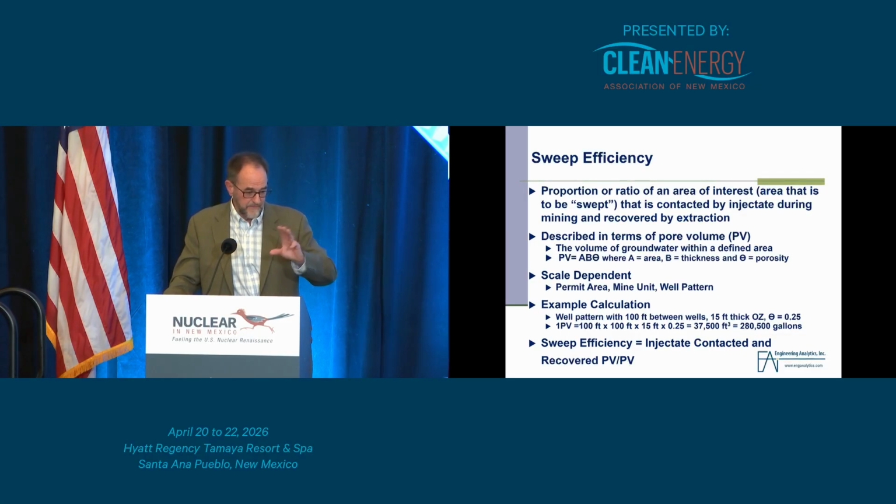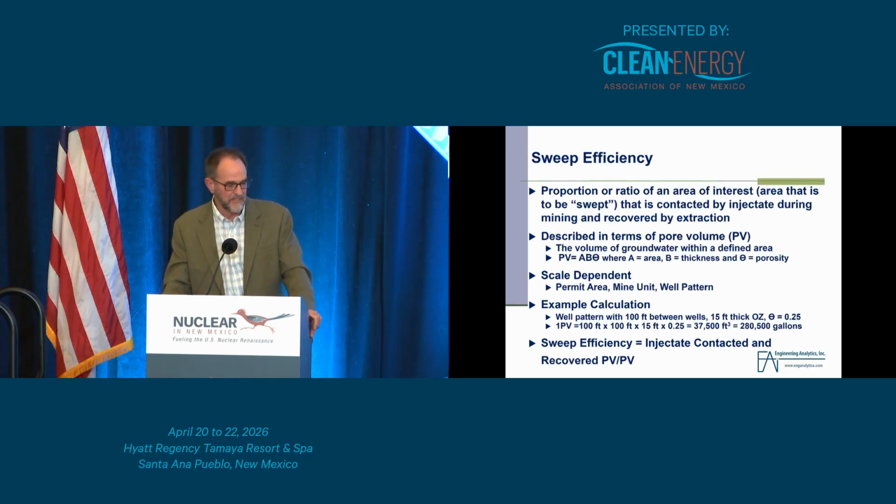As I said, it can relate to a lot of different patterns or items or things. I have an example calculation up there. If I did my conversions right, if you had a 100-foot by 100-foot well pattern, you'd have about 280,000 gallons if it was a 15-foot thick unit with 15% porosity. So just keep that in mind. That would be one pore volume. Again, our sweep efficiency is the injectate contacted and recovered portion of that pore volume divided by the full pore volume.